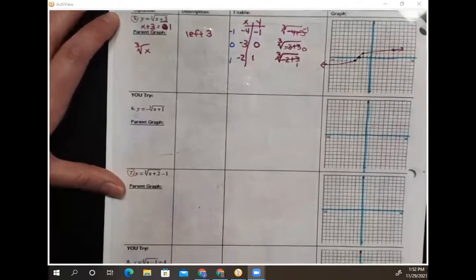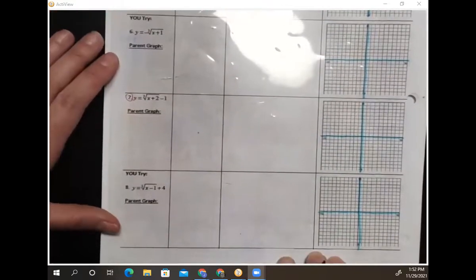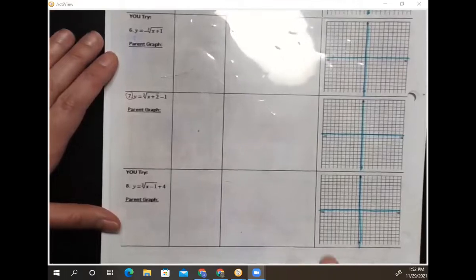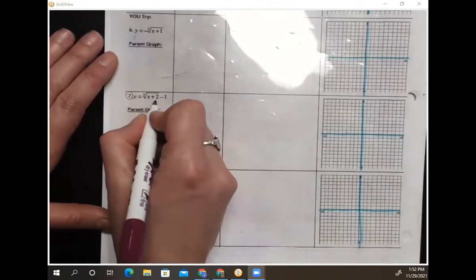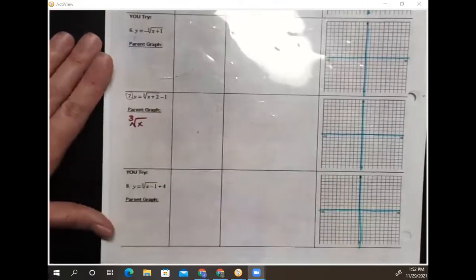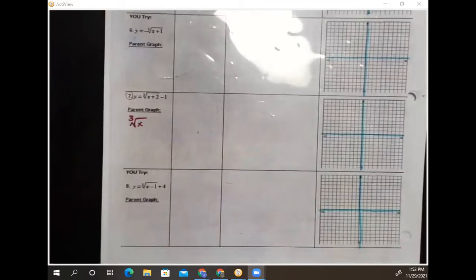Let's now hop down to number 7. For number 7, I've got the cube root of x plus 2 minus 1. It's a cube root that I'm seeing here, so my parent graph would be the cube root of x. And then as I'm looking at how this is going to transform, again, I need to pay attention to those numbers that are under the root or outside of the root.